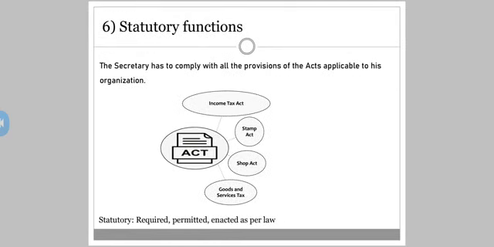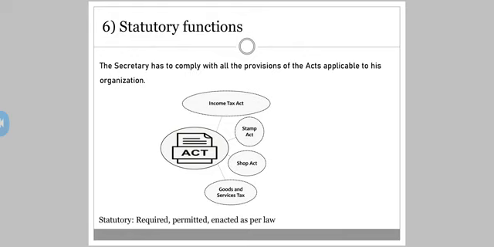Now coming to the sixth point, statutory functions. What do you mean by the statutory? Statutory means required, compulsory, permitted, or I can say enacted as per law. Whatever the law is saying, I'm trying to follow the same. The secretary has to comply with all the provisions of the acts applicable to his organization.